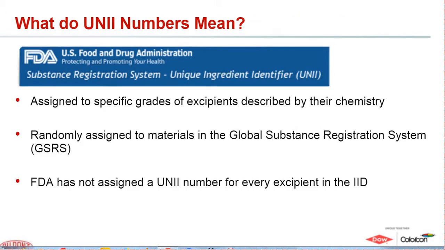Thanks, Dave. So in the last slide, we saw Uni Numbers listed. So what do these Uni Numbers mean? According to FDA, these are assigned to specific grades of excipients, which describes their chemistry, but they're randomly assigned materials in the Global Substance Registration, or GSRS. The FDA, however, has not assigned a Uni number for every excipient in the IID. Things like mixtures and co-processed excipients do not have unique Uni numbers.